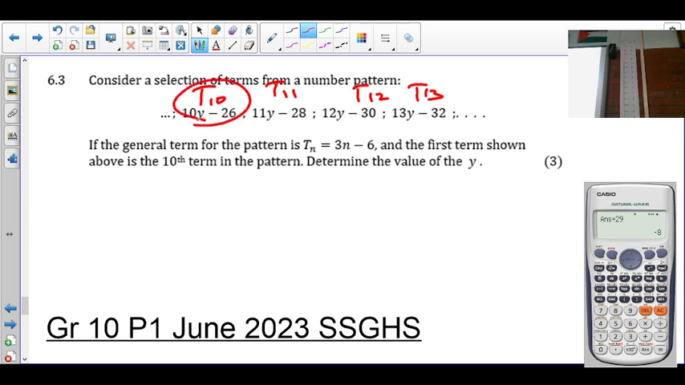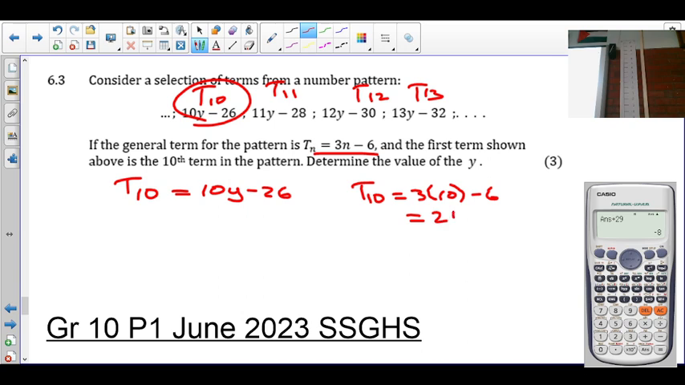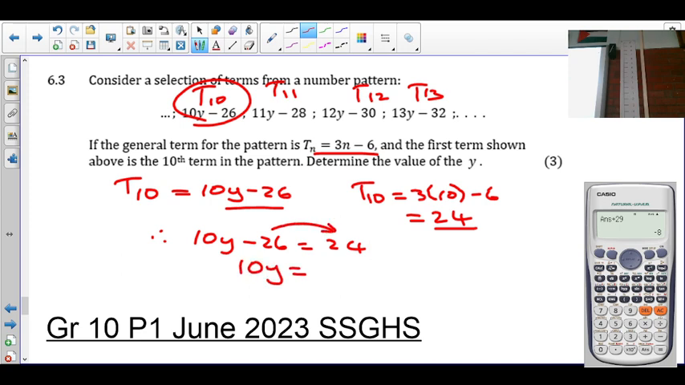If this is the 10th term, then T10 is equal to 10y minus 26. If I use that formula, T10 is equal to 3 times 10 minus 6, which is 30 minus 6, which is 24. So 10y minus 26 is equal to 24. You take that over the equal sign, so 10y is equal to 24 plus 26, which is 50. So y is equal to 5.